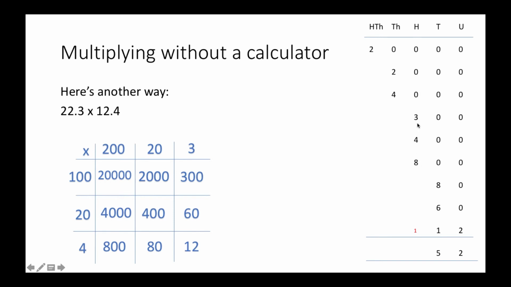So then we've got 15 again, 8 plus 4 plus 3, plus that 1 here makes 16. So 6, carry our 1 over again, because we've got 16. 4 plus 2 plus the 1 again gives us 7, and then we've just got this 2 on its own.